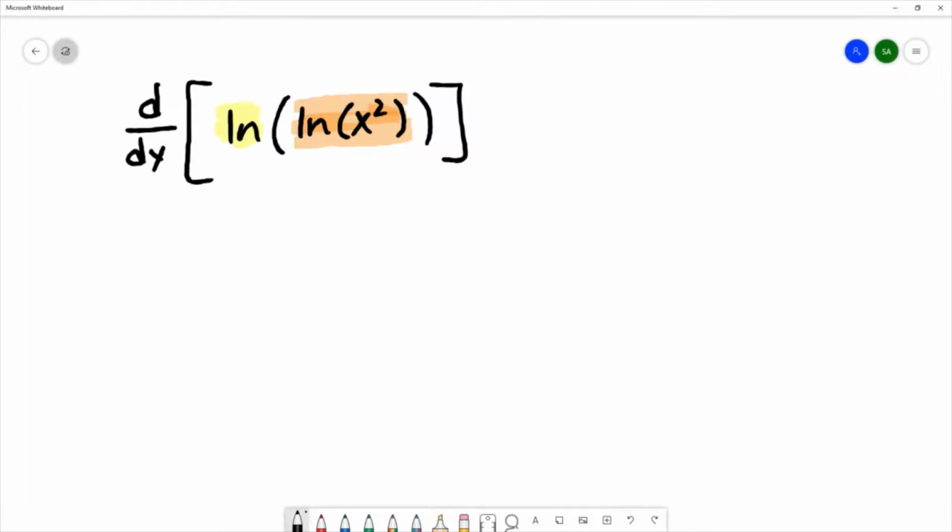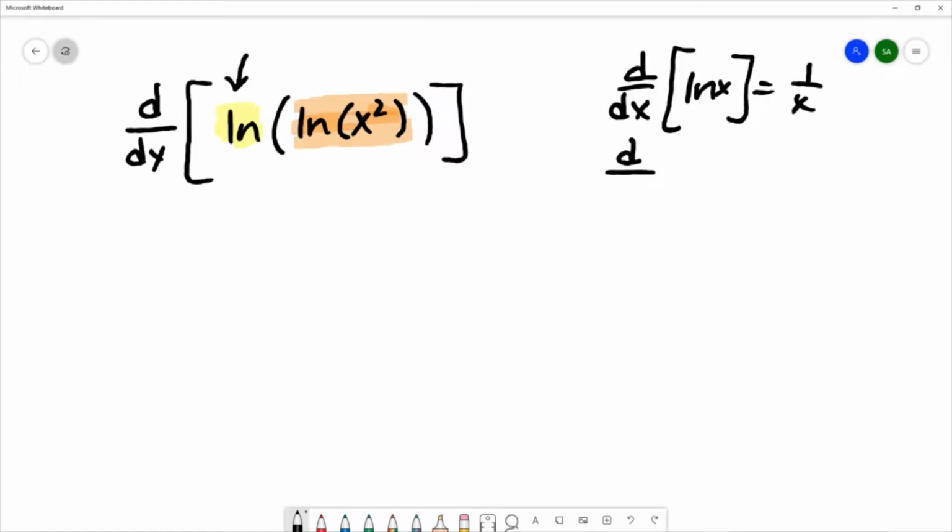So you're going to start by following the rule for the most outside function, which in this case is natural log. So the rule that we're going to be following is the derivative of natural log x is 1 over x. Or if you want to use the rule that has the chain rule built in, that would be natural log u, which is u prime over u.